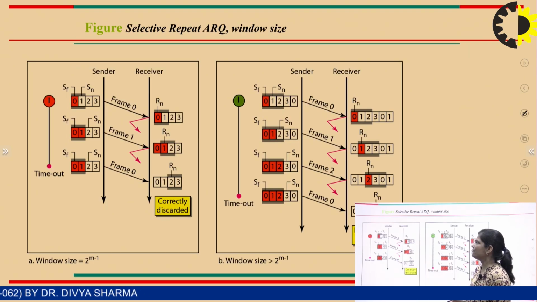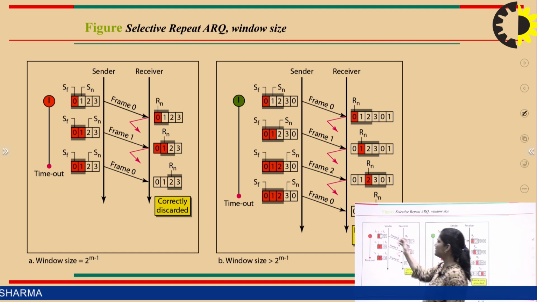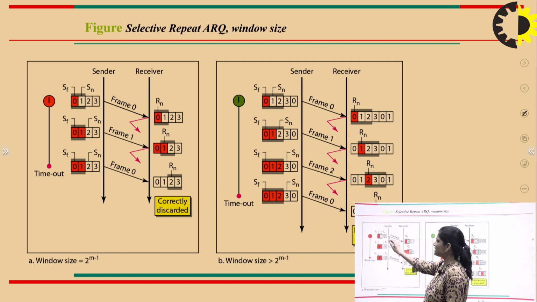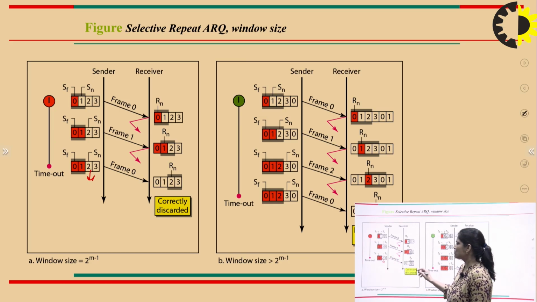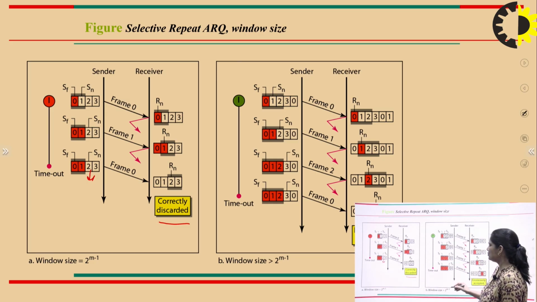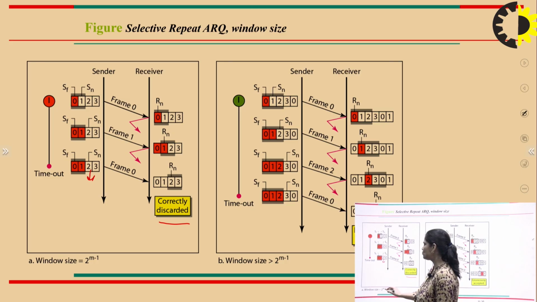Now this is a flow diagram, where we have to send the window size. This is a sender, this is a receiver. Frame 0 is sent from sender to receiver and received at the receiver side, then frame 1 is sent and received at the receiver side. Then again we are sending frame 0, but the receiver expects frame 2, so it is correctly discarded. Here you can see the window size is 2 to the power m minus 1.